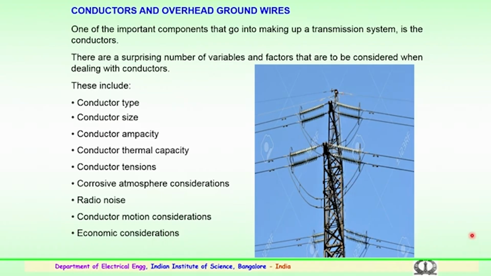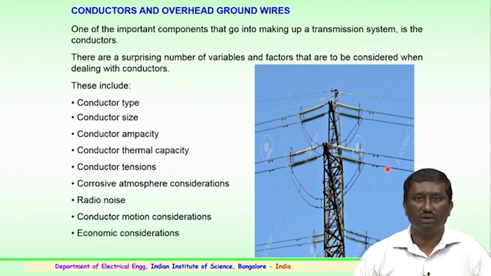One of the important components that go into making the transmission system is the conductors. So, conductors are very important next to the insulators. We should know that there are a surprising number of variables and factors to be considered, particularly when dealing with the conductors. So, what are these variables or factors? These include the type of the conductor, size, what is the voltage level, what is the current carrying capability of the conductor. So, depending upon that, the size is chosen. The conductor ampacity, the current carrying capability of the conductor.